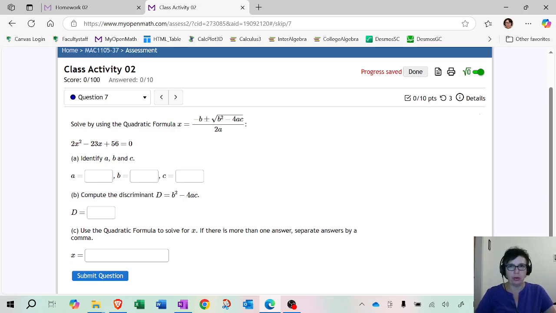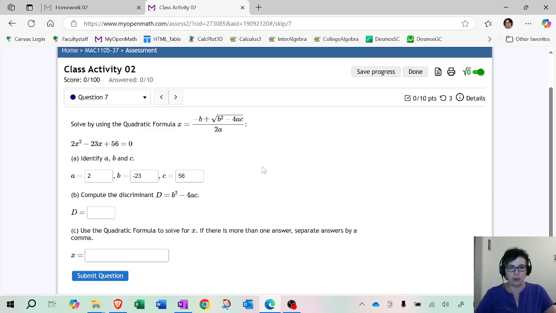So the next thing you need to understand is what is a, b, and c. So a is the number in front of x squared, including the sign. Now, if there is no number, then we assume that a will be 1. So in this case, a would be 2. Then b is the number in front of x, also including the sign. So very important, if it is positive, then there would be 23. In this case, it's negative 23. So b is negative. Finally, c is the number that is by itself, or the constant term. So in this case, it's 56.